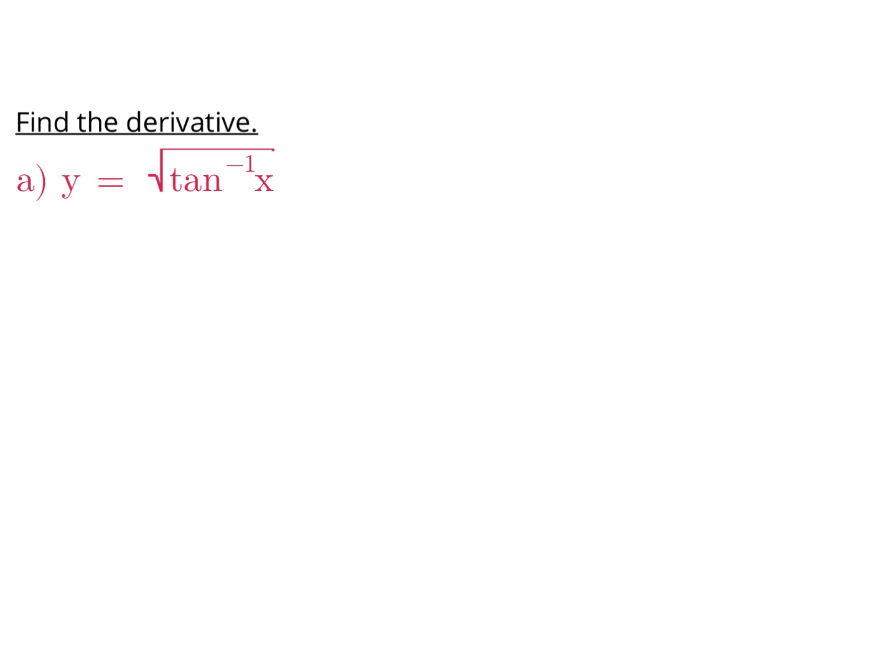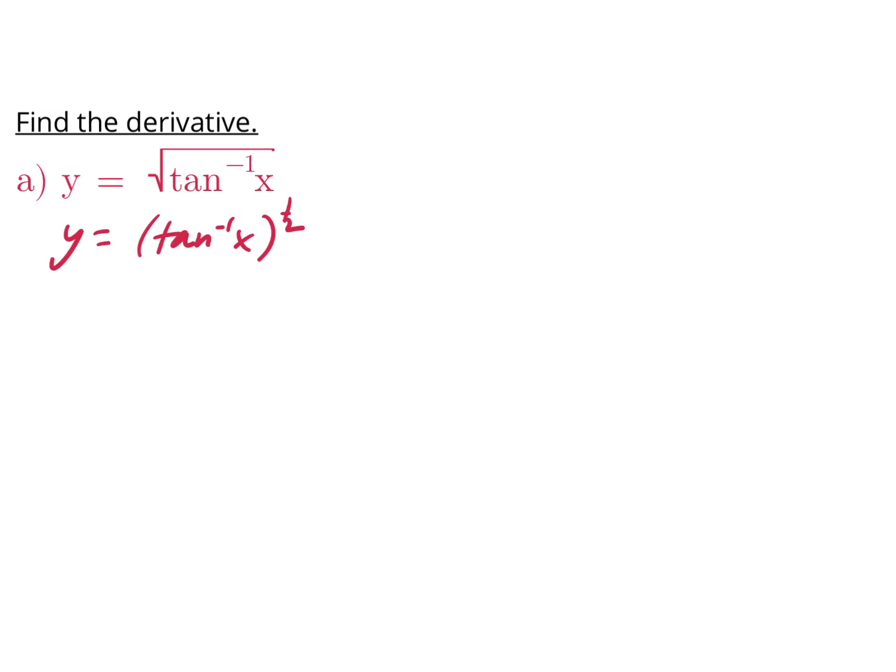Of course, if I had just said find the derivative of the arc tangent, then we would look at the formula and we'd just write down what was there and we'd be good. But we can't do that because this arc tangent is underneath the radical. So we need to be thinking about it like this. y equals the arc tangent to the 1/2 power.